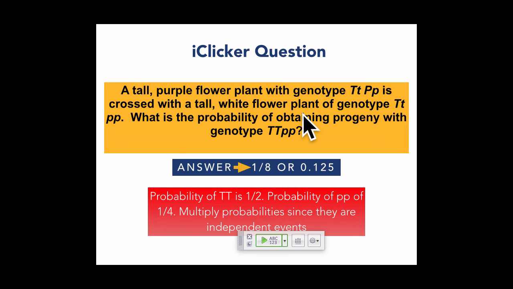Are they both there? Yeah. Whatever. Okay. So the probability of being homozygous dominant is going to be 1/4? Yeah, okay, I did get it backwards. And then being homozygous recessive would be 1/2. So it's just 1/4 times 1/2, 1/8.